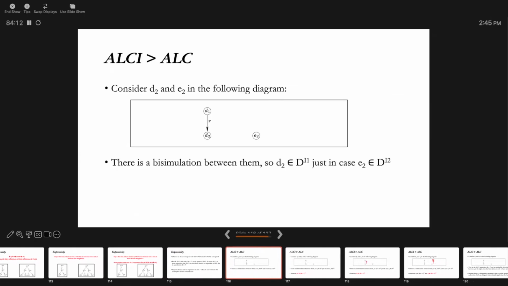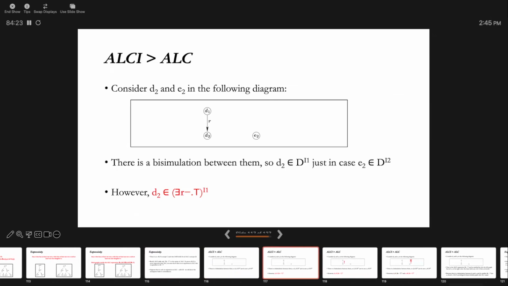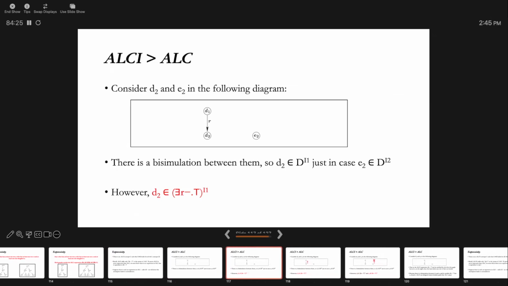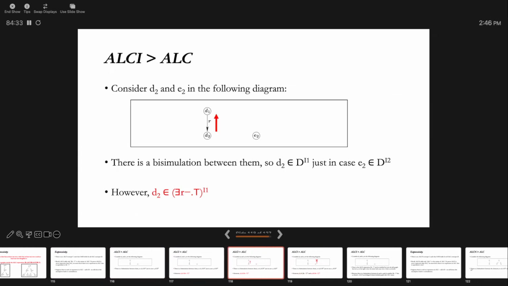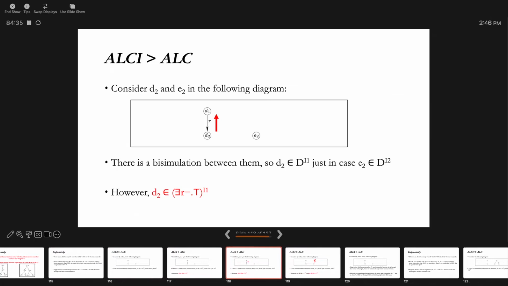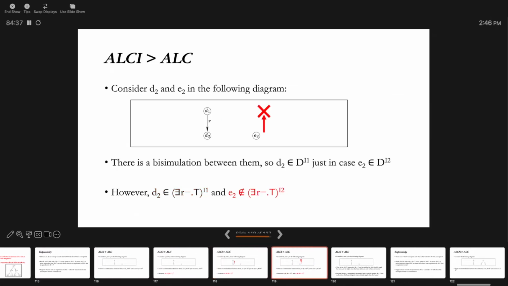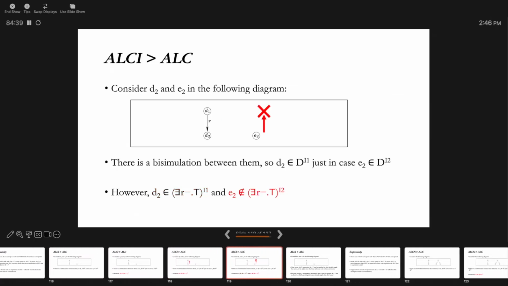Consider D2 and E2 in the following diagram. They're at the bottom. There is a bisimulation between them, which just means that D2 is in one domain and E2 is in another domain. So they exist. However, D2 has something that could be related to it, an inverse, and it can express that. E2 does not.